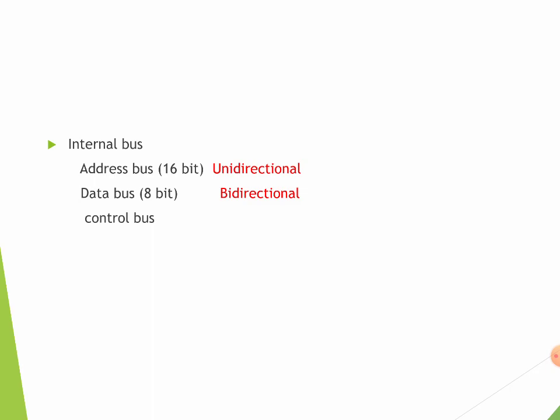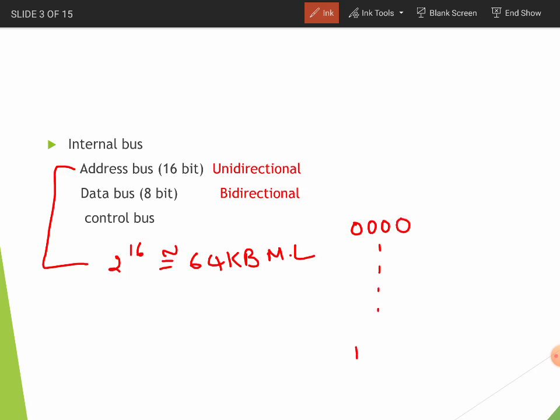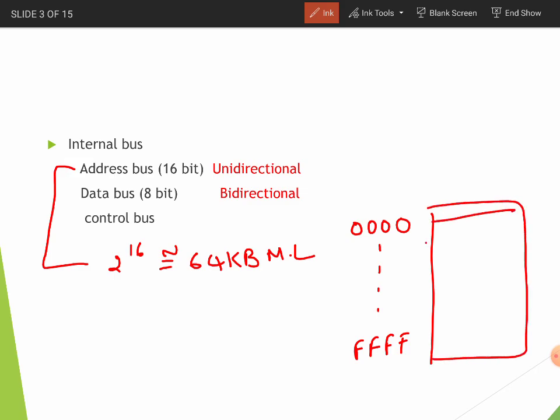First let us understand the internal bus. What are the various kinds of buses we have on the 8085 microprocessor? The 8085 microprocessor has a 16-bit address bus. Having a 16-bit address bus, 2 power 16, it can address up to 64 KB of memory locations, starting from, as I told you, 0000 to FFFF. This is the address range. So many memory locations the 8085 is capable of addressing.